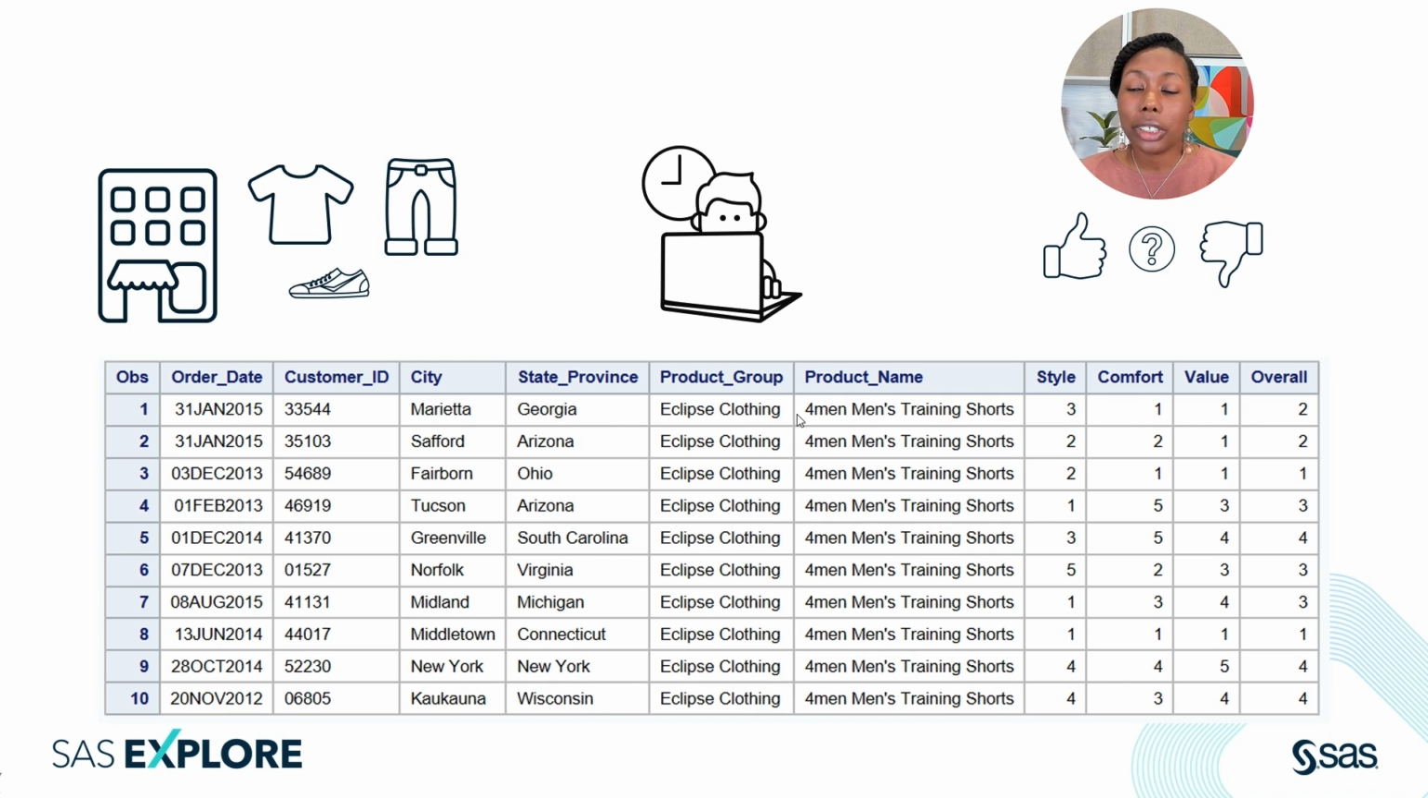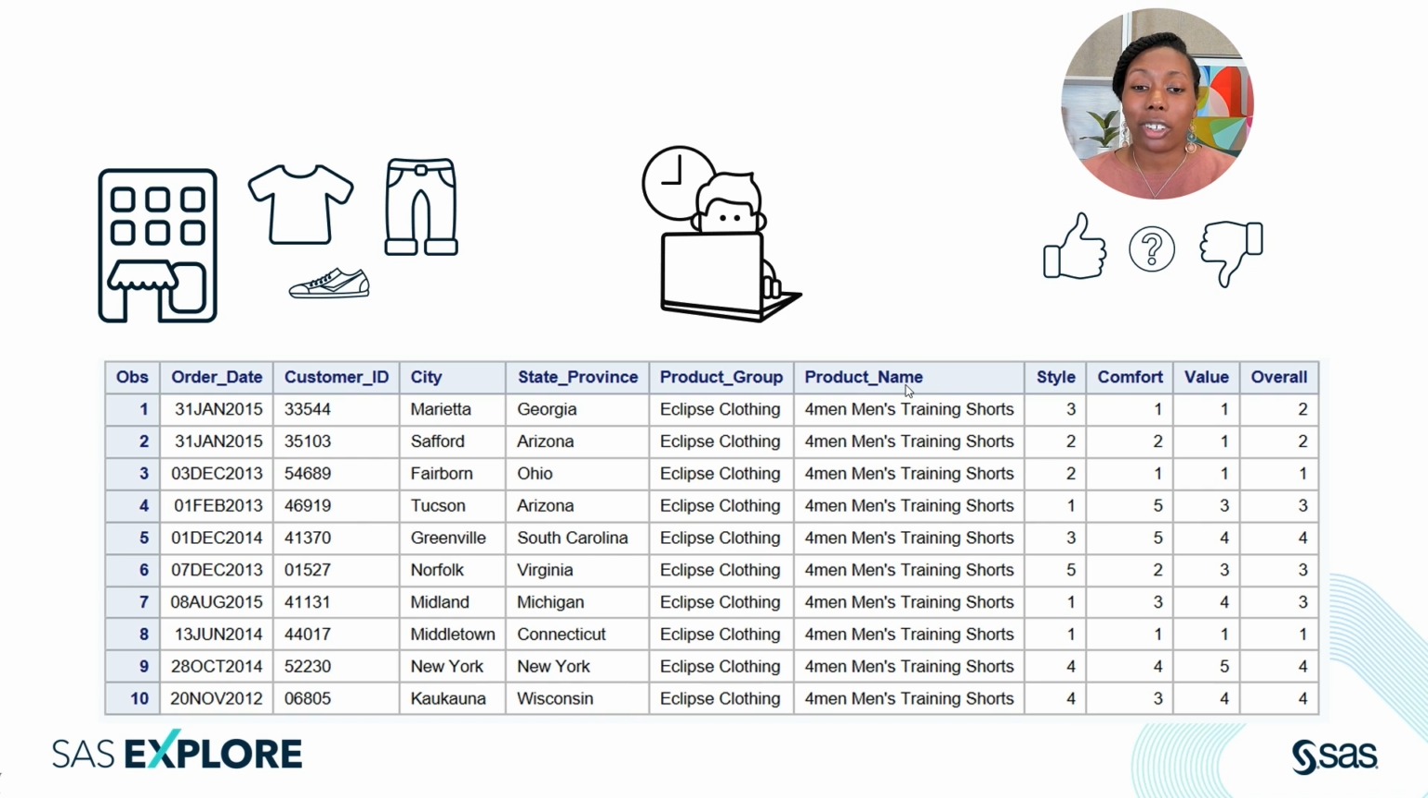For the person from Georgia, maybe for example, they thought that our training shorts were decently stylish, but they weren't all that comfortable or valued. So they have a 2 for overall, versus with the person from Arizona, they said they weren't very stylish, but they were really, really comfortable. So overall, gave it about a 3 for the training shorts.